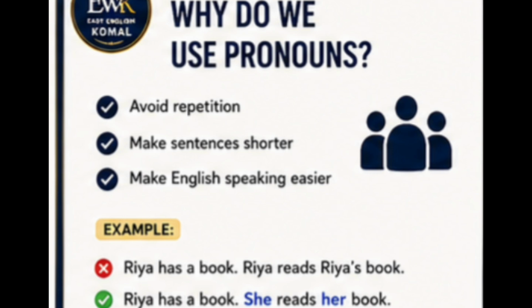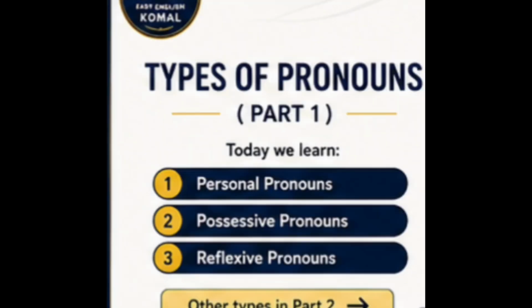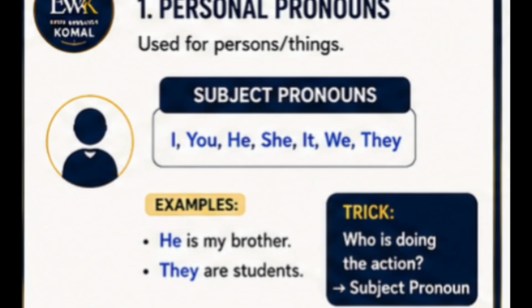Let's see the types of pronoun. In part 1, today we learn about personal pronouns, possessive pronouns and reflexive pronouns. Other types we will cover in part 2. So let's see. First, personal pronouns are used for persons and things.